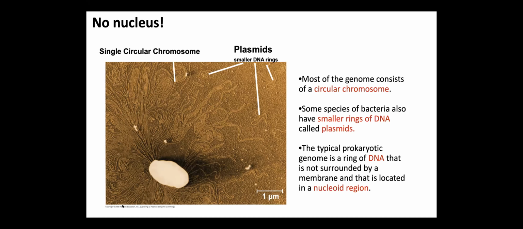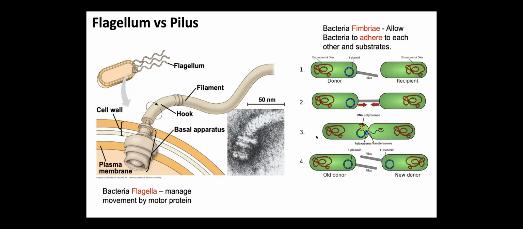Some species of bacteria also have smaller rings of DNA called plasmids. This is very useful when we inject genes into bacteria to make things like insulin, so we might as well focus on that part too. And the other two cool features are that they have a flagellum and a pilus.